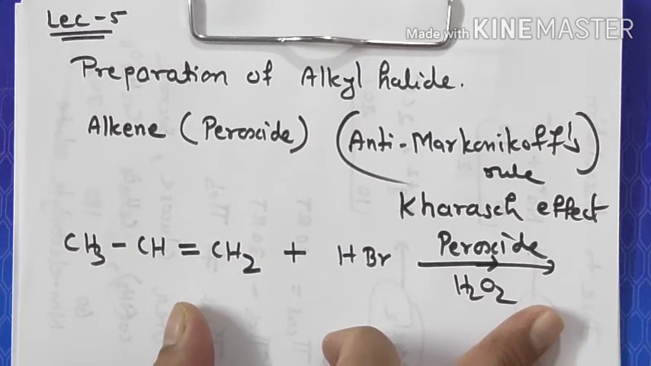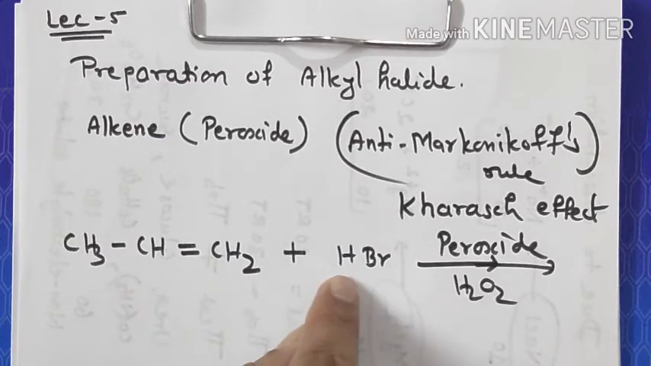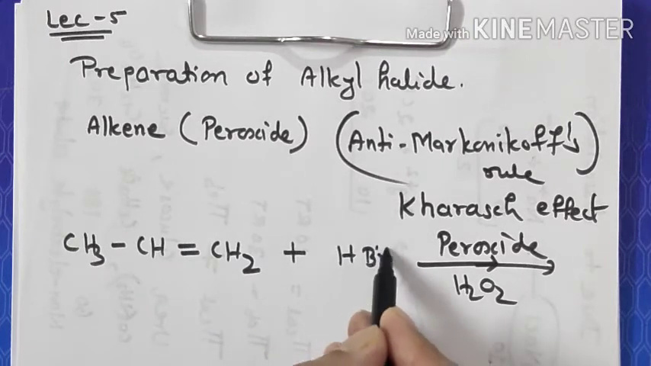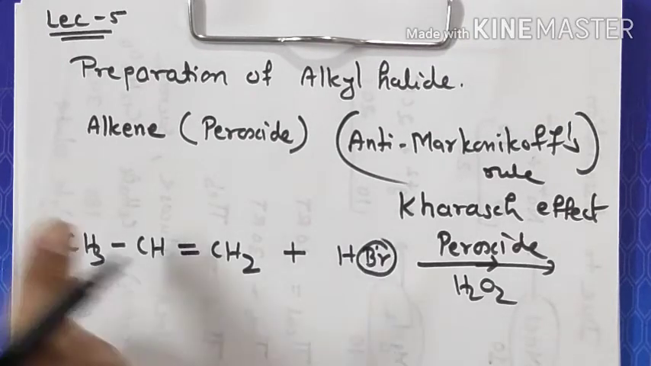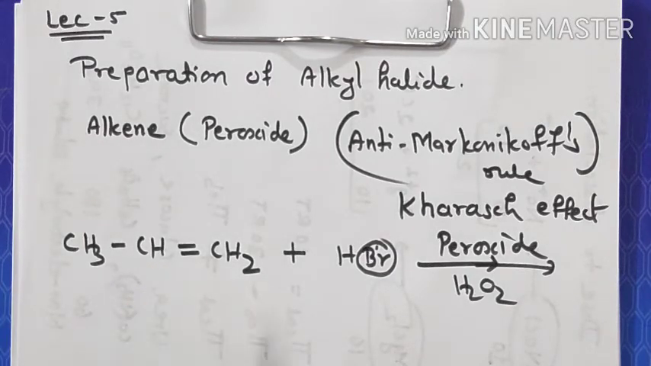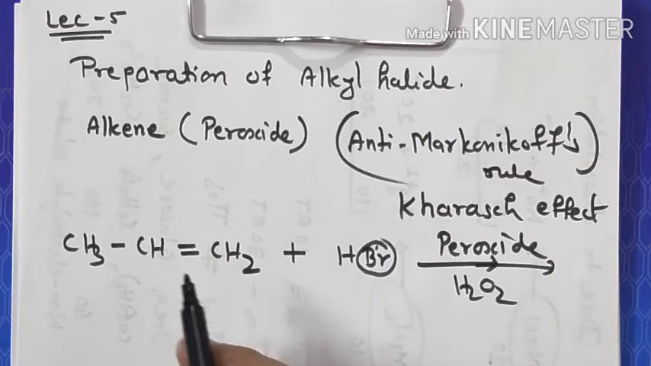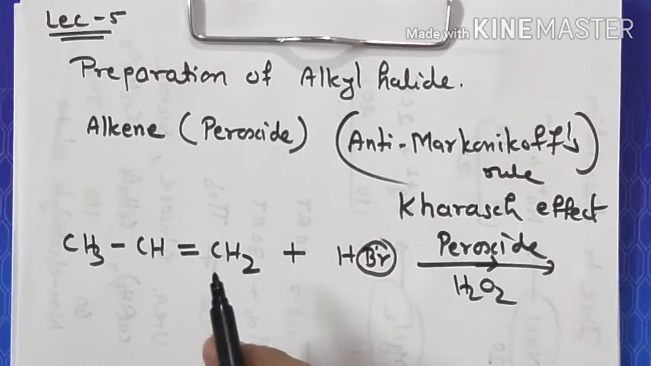What is the Markovnikov rule, student? In last lecture we have done. The rule says that when an unsymmetrical alkene is treated with an unsymmetrical reagent, the negative part of the reagent will go to that carbon which contains less number of hydrogen, meaning Br is going to attach over here. So what will be the anti-Markovnikov rule? In the anti-Markovnikov rule, the negative part of the reagent will go to that carbon which contains more number of hydrogen.